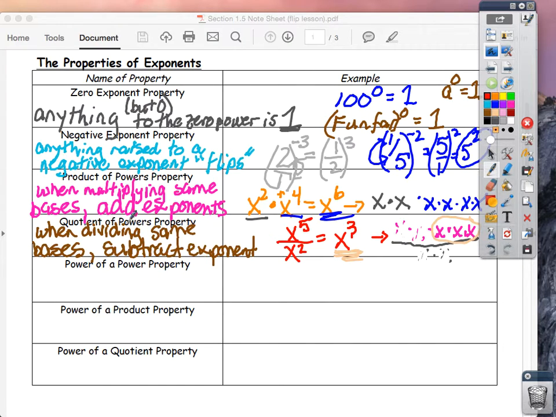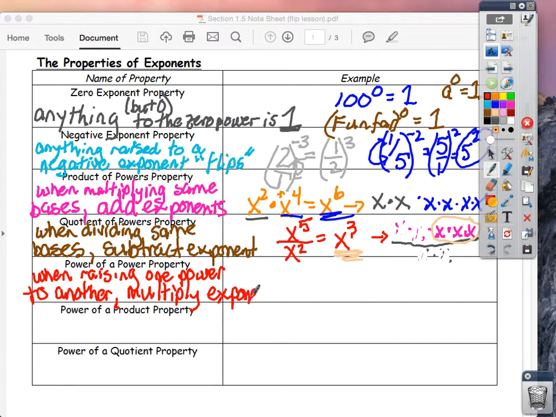When you raise one power to another, you multiply the powers, or the exponents, whatever, same thing. Those words are used almost interchangeably in math.